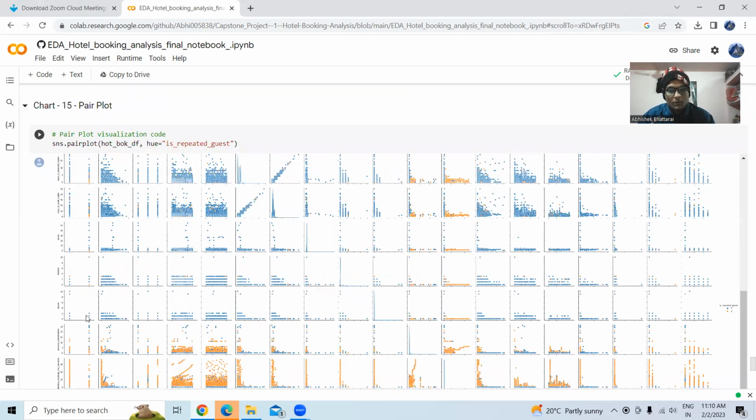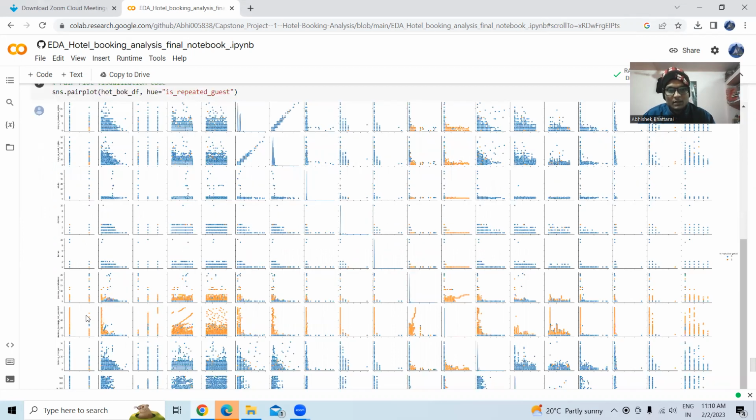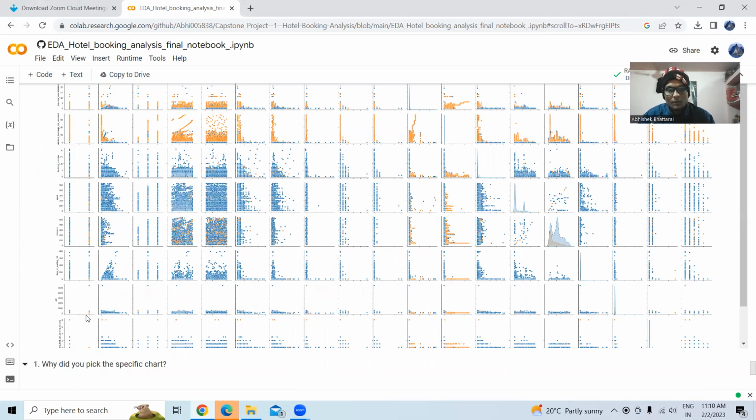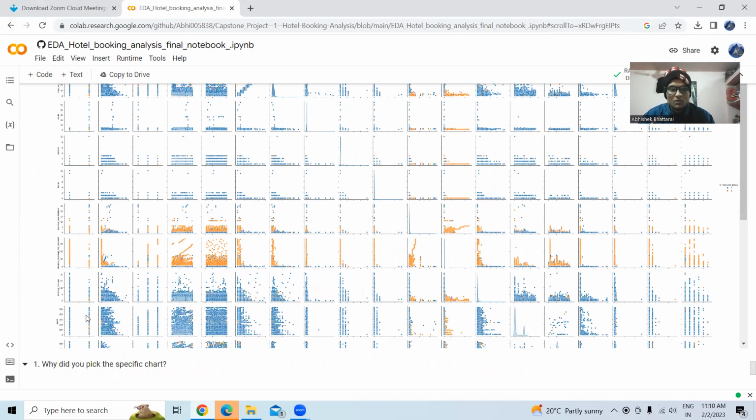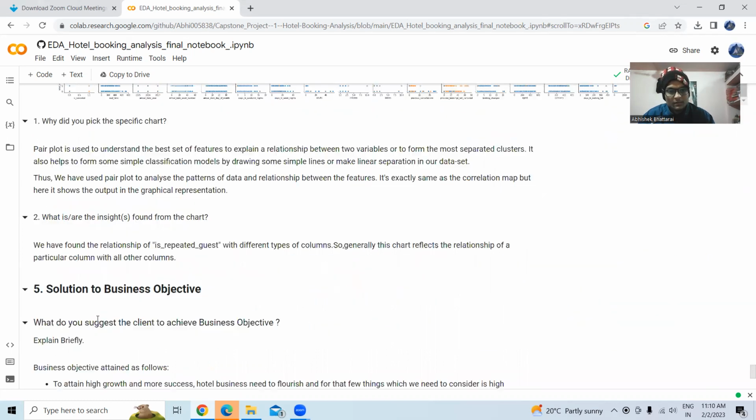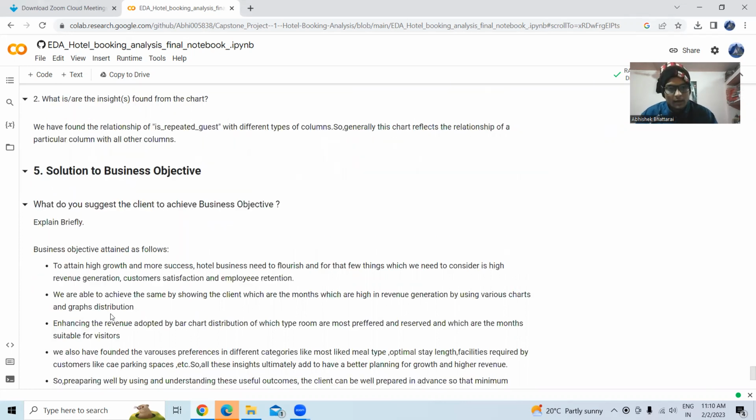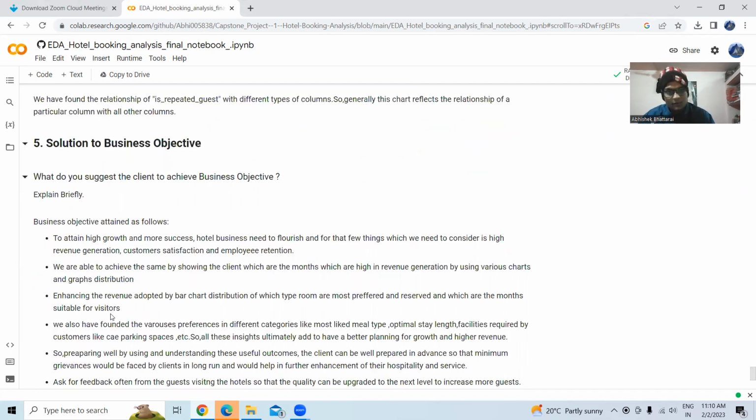We have plotted the pair plot here. In this plot, we can see that we compare each variable with all the other columns. Usually a pair plot is used in machine learning. And what is the solution to the business objective?